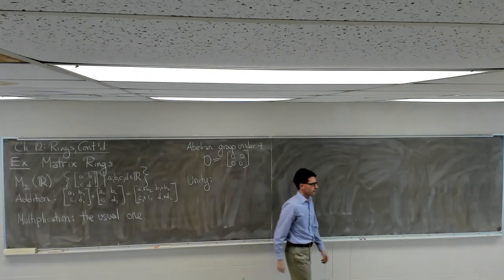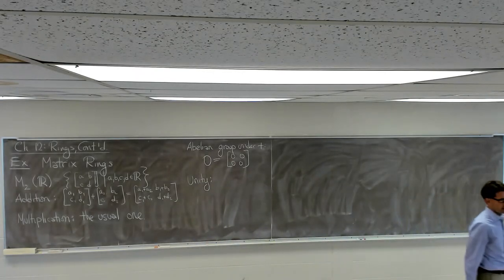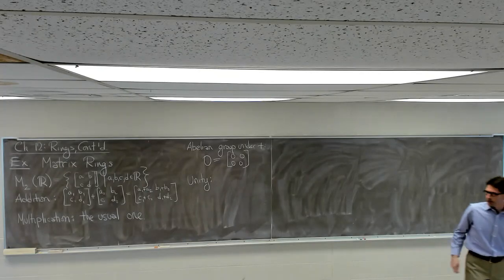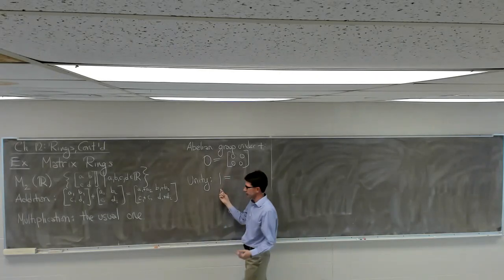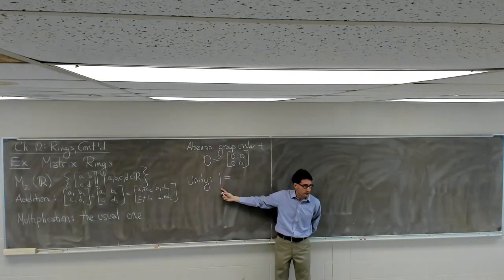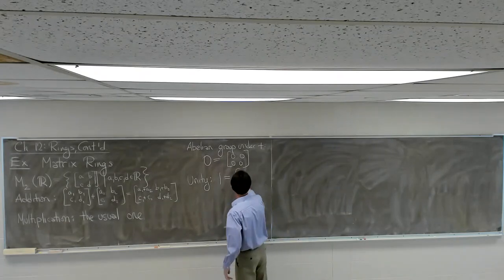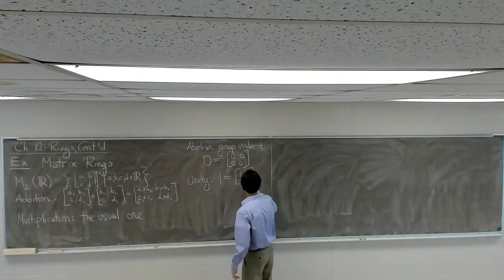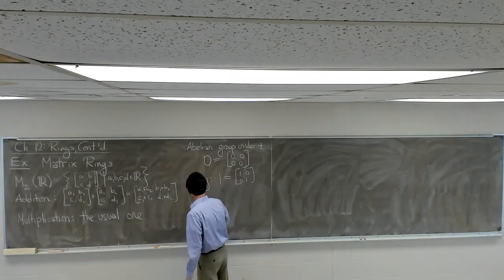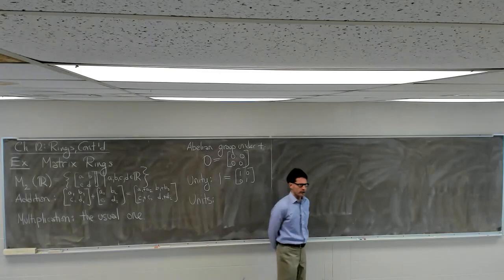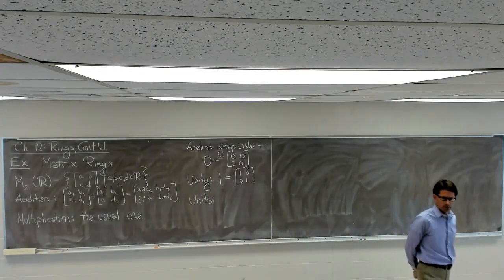The unity here, remember, unity is the identity for the multiplication operation, if there is one. As we know, for matrix multiplication, that's just the identity matrix. So here, the unity would be this 2 by 2 matrix. And what would the units be in this ring?